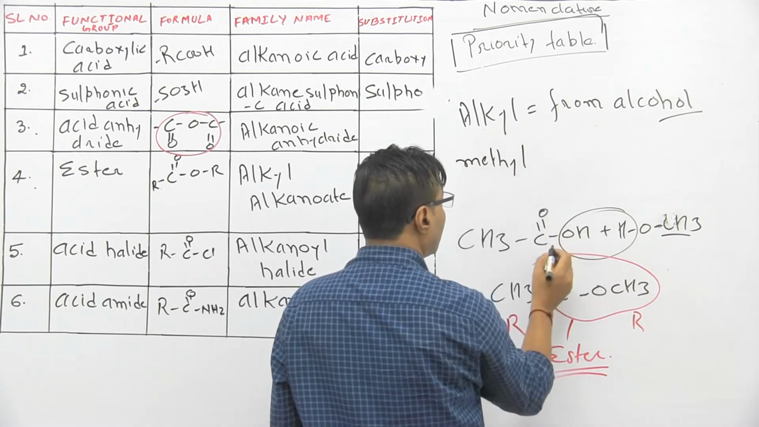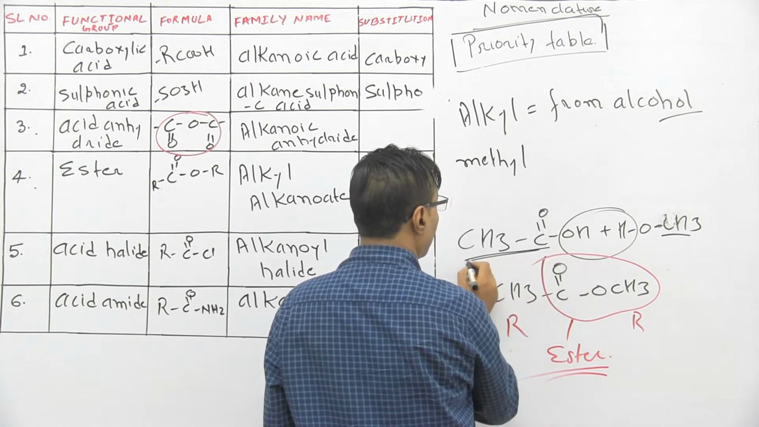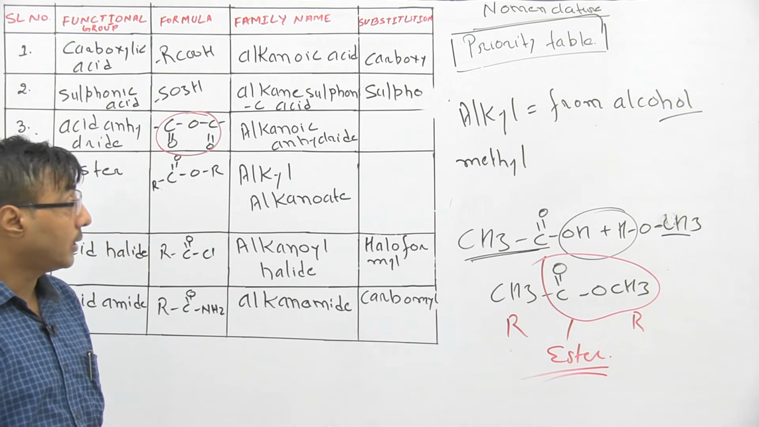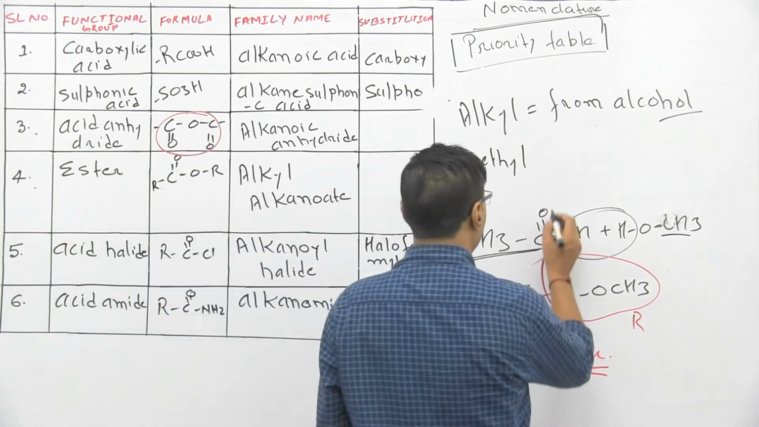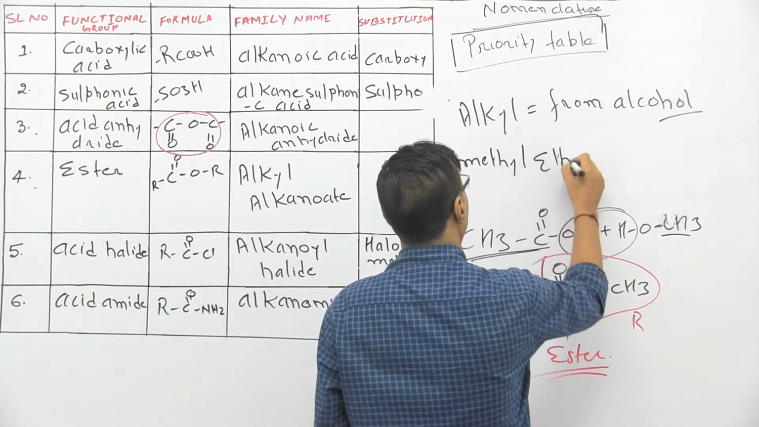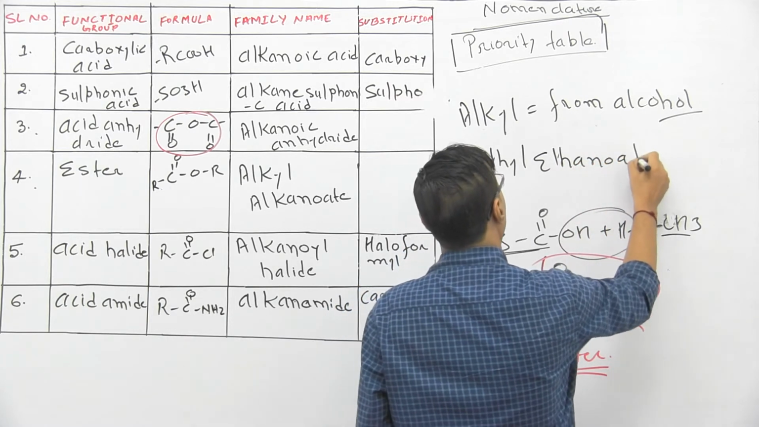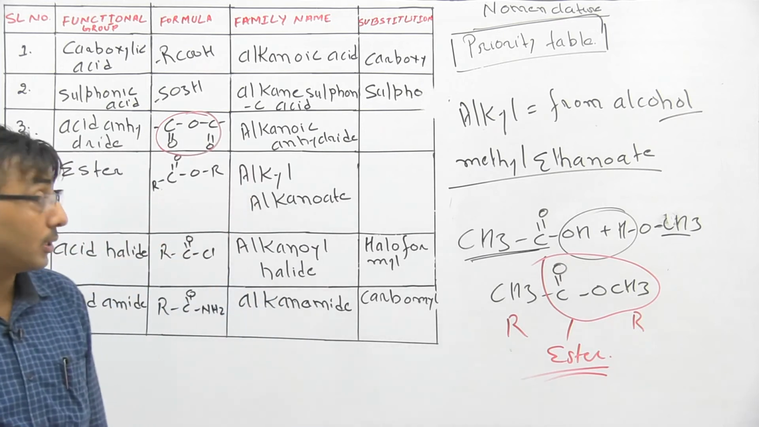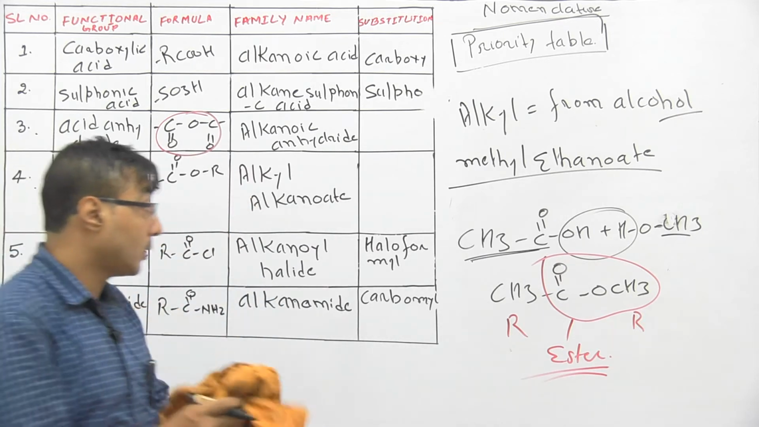Now the next part is from acid. How many carbon is there in the acid? There are 2 carbon in the acid. So the name will be methyl ethanoate. The name is methyl ethanoate. Let me explain it.